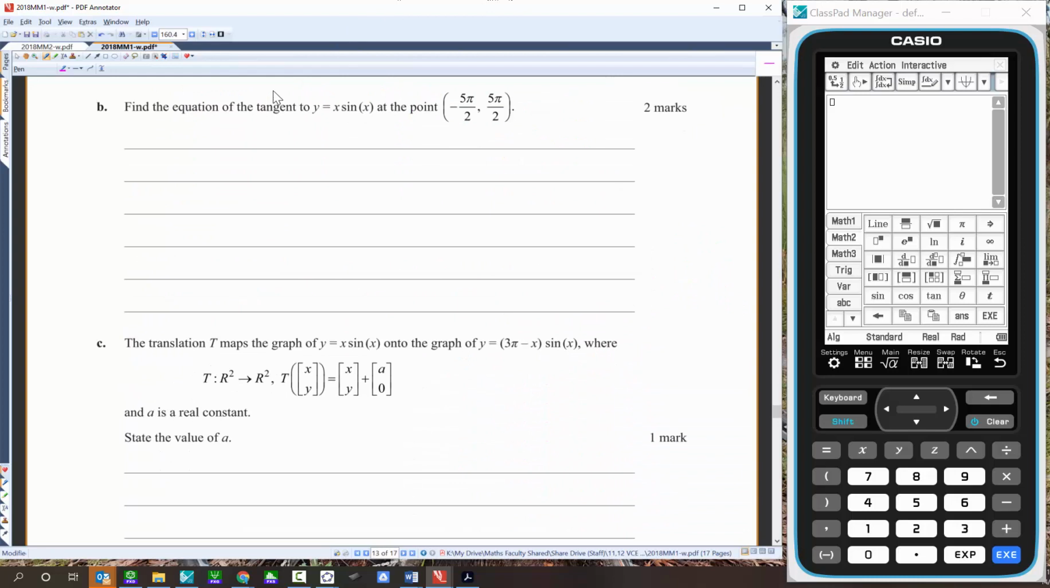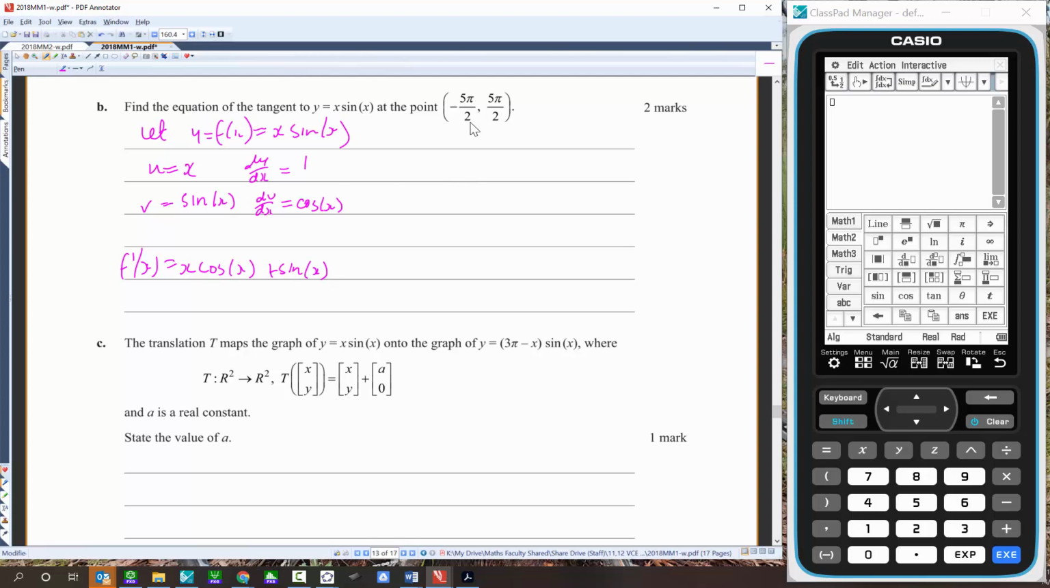Find the equation of the tangent to y equals x sine x at the point given. Okay. So I'm going to let y equals f of x equals x sine x. u is equal to x. v is equal to sine x. du/dx is equal to 1. dv/dx is equal to cosine x. So that means f dash x will be x cosine x plus sine x.